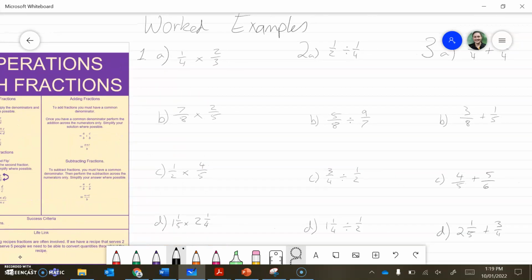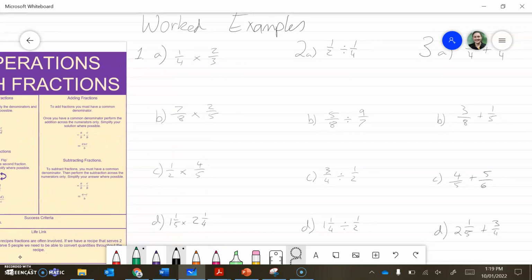As our worked examples, our first one here is multiplication. So 1/4 times 2/3. We multiply across the numerators and then across the denominators. So here we will have 1 times 2 over 4 times 3, which is 2/12, which simplifies to 1/6. Number 2, again, we multiply across our numerators and across our denominators. So we're going to have 7 times 2 over 8 times 5, which is 14 over 40. Both of those are divisible by 2, so we've got 7/20.